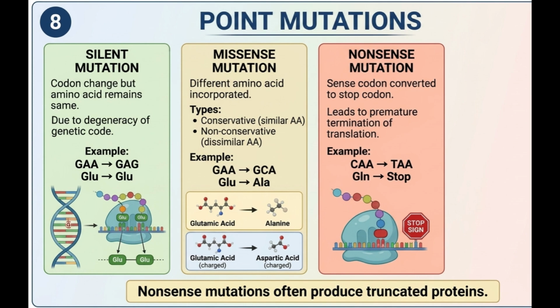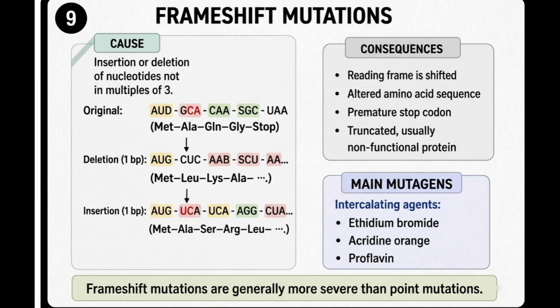Missense mutations are of two types: conservative and non-conservative. Conservative missense mutation replaces an amino acid with a chemically similar amino acid. Non-conservative mutation replaces it with a very different amino acid, greatly affecting protein structure and function. Nonsense mutation converts a normal codon into a stop codon. This causes premature termination of translation and production of truncated proteins. Frameshift mutations.